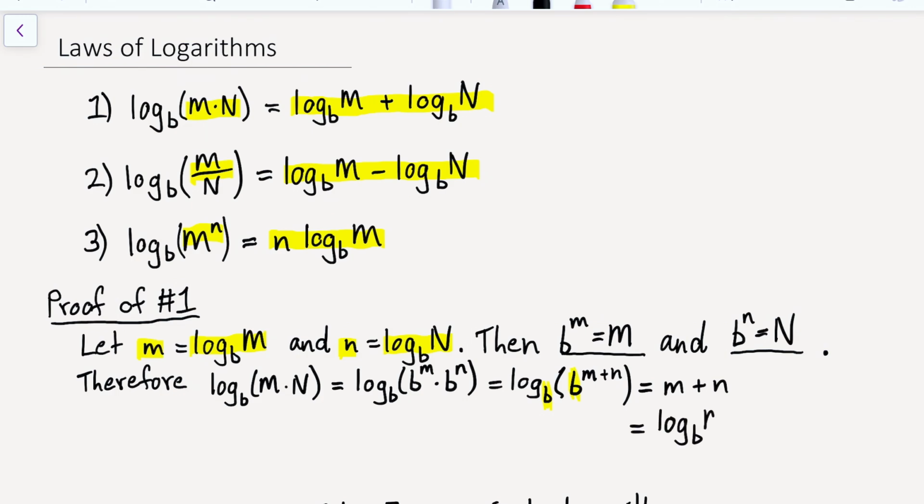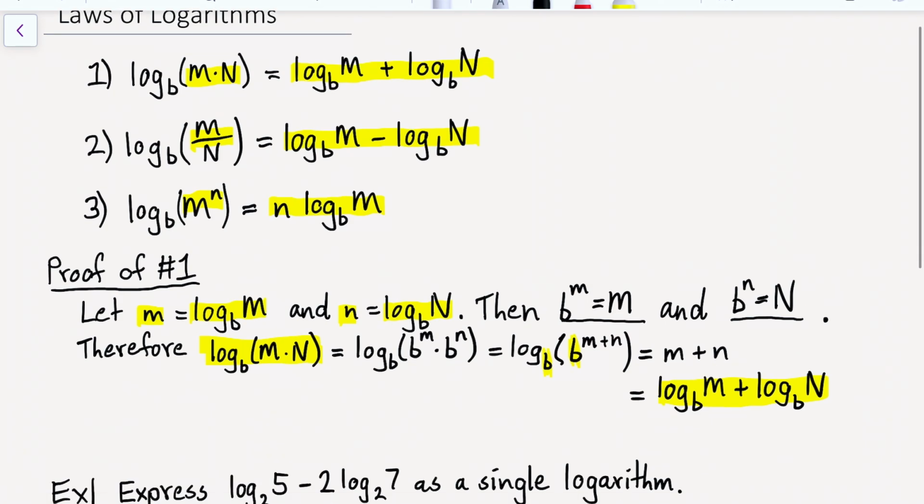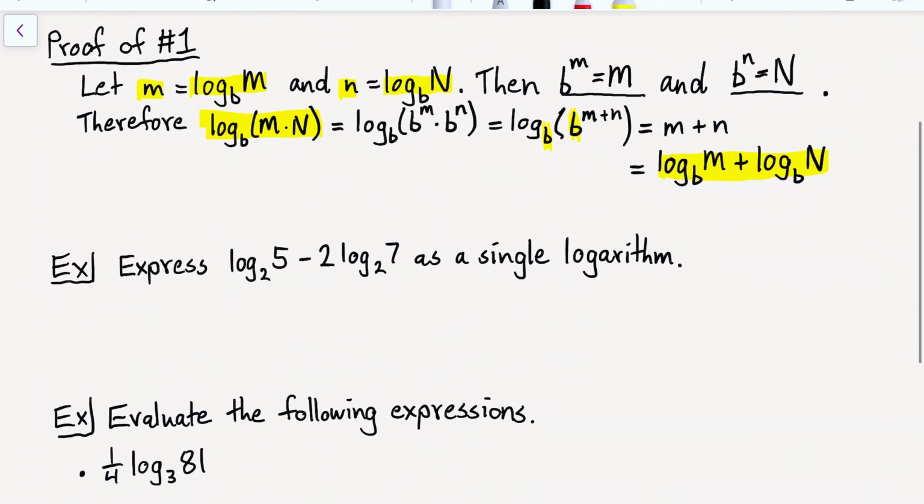Well, what is little m and what is little n? How did we define them in the first place? We define them as log b of m plus log b of n. And if you look at all the equalities we wrote down, we started with the left-hand side of law number 1, and we ended up with the right-hand side of law number 1. So these two things must be equal to each other. The proofs for number 2 and number 3 are also based on laws of exponents.